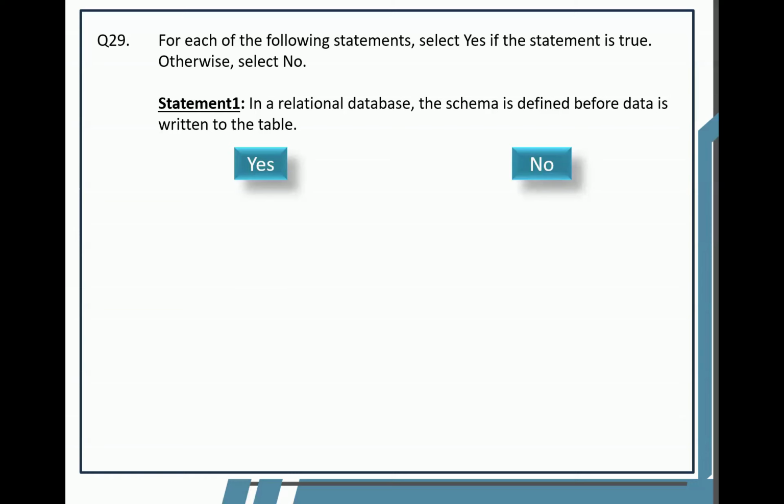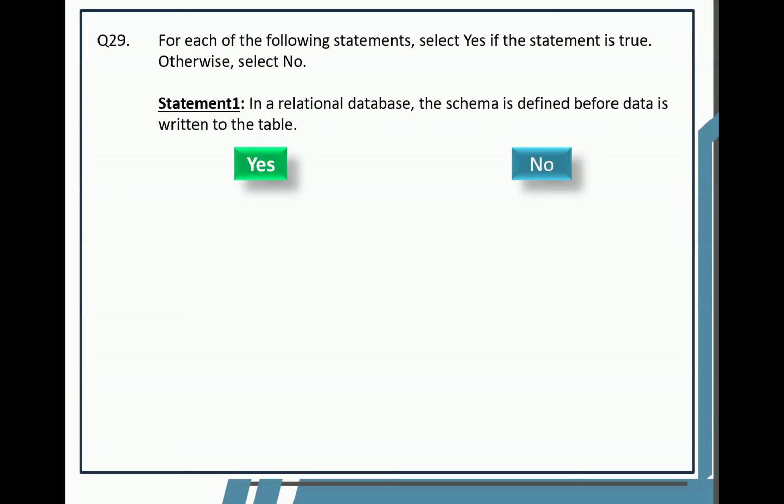Now in question number 29, we are going to look at a series of statements and you need to tell whether they are right or wrong. Now friends, the first statement is, in a relational database, the schema is defined before data is written to the table. A relational database uses a schema on write approach. This means the table structure, which includes columns, data types, constraints, etc., must be defined first before you can insert any data.